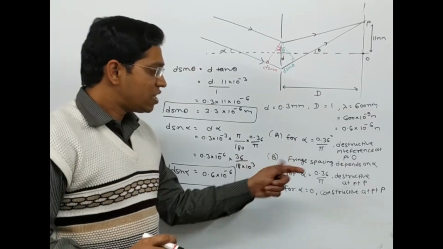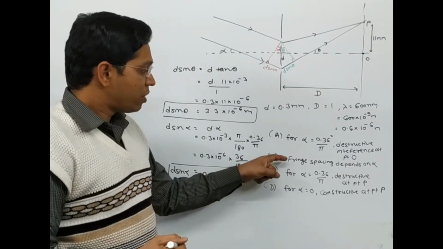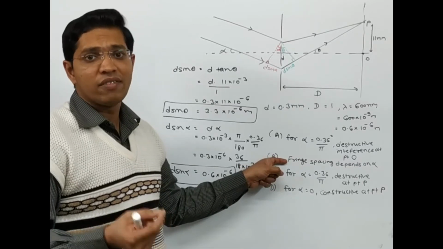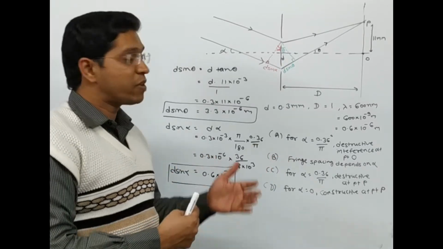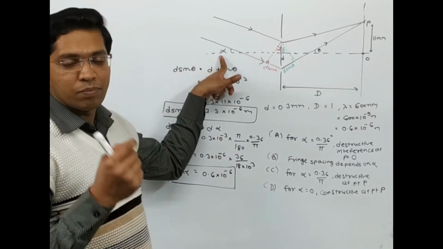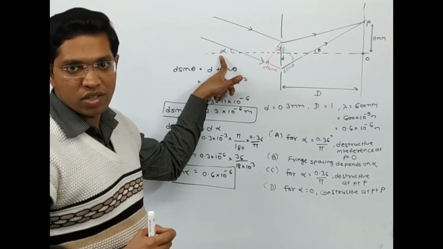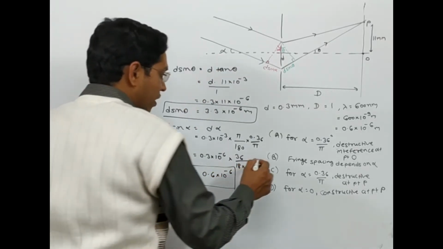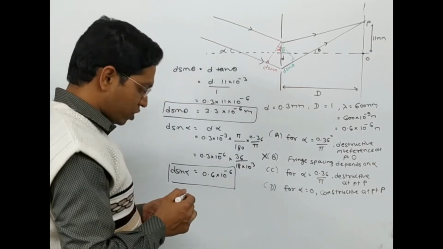Now, the fringe spacing depends on alpha. So remember that in such cases you never have different fringe spacings for different alpha. The beta always remains constant, it is lambda D by d. Hence this is not the correct answer option.